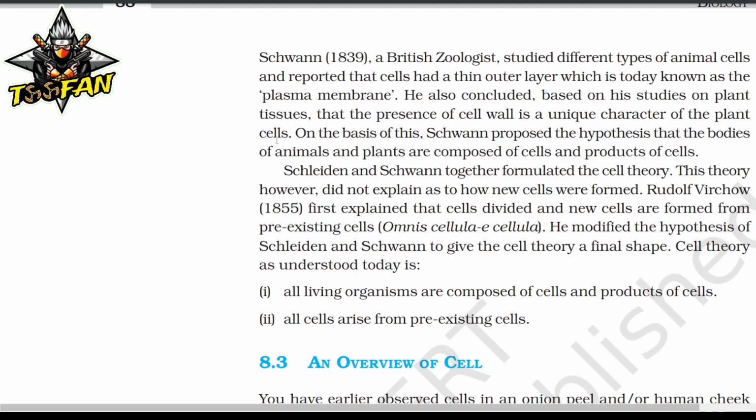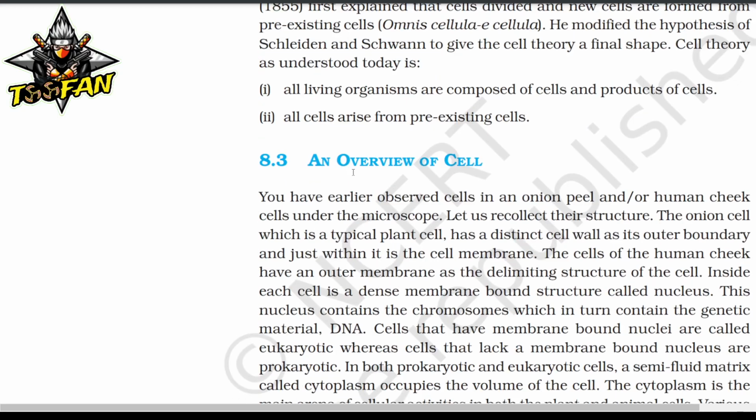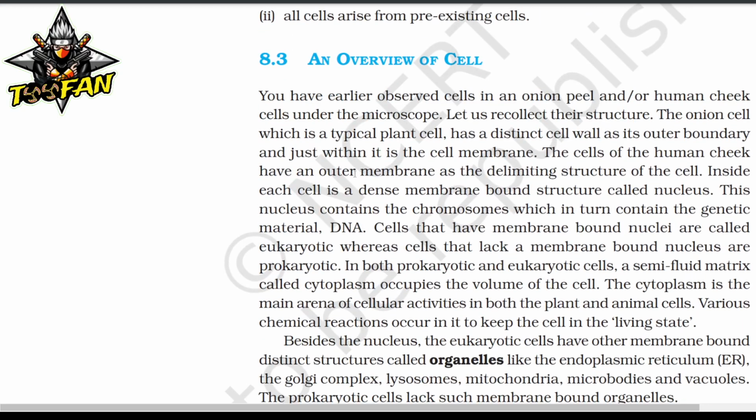Rudolf Virchow, in 1855, first explained that cells divide and new cells are formed from pre-existing cells, omnis cellula e cellula. He modified the hypothesis of Schleiden and Schwann to give the cell theory a final shape. Cell theory, as understood today, is: all living organisms are composed of cells and products of cells, and all cells arise from pre-existing cells.